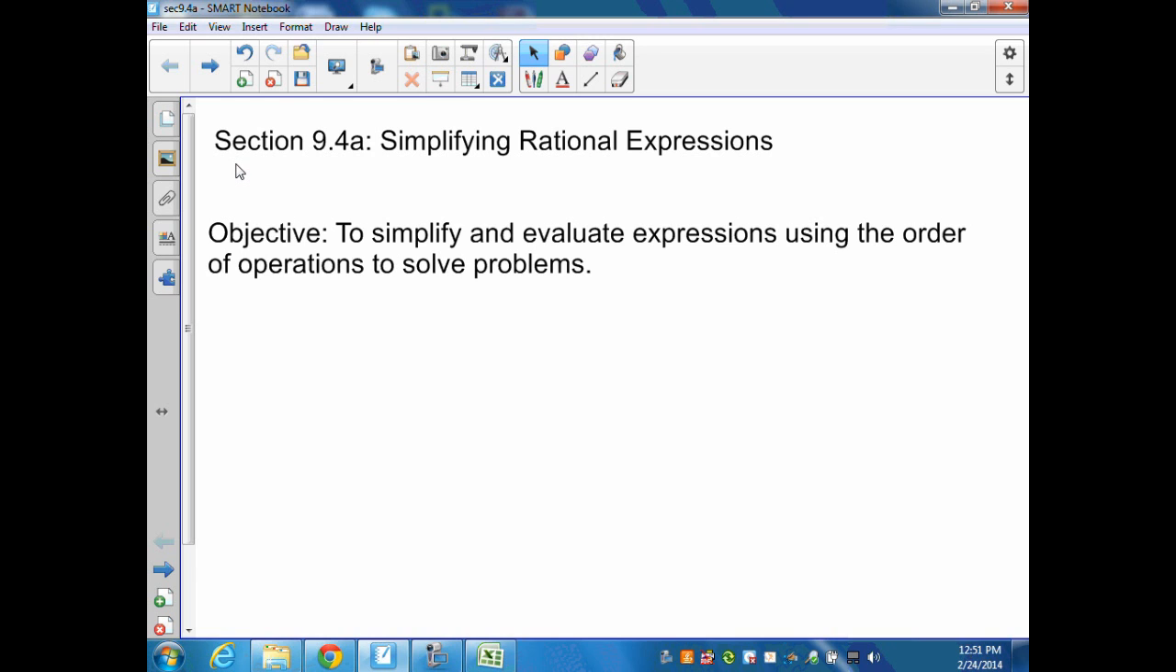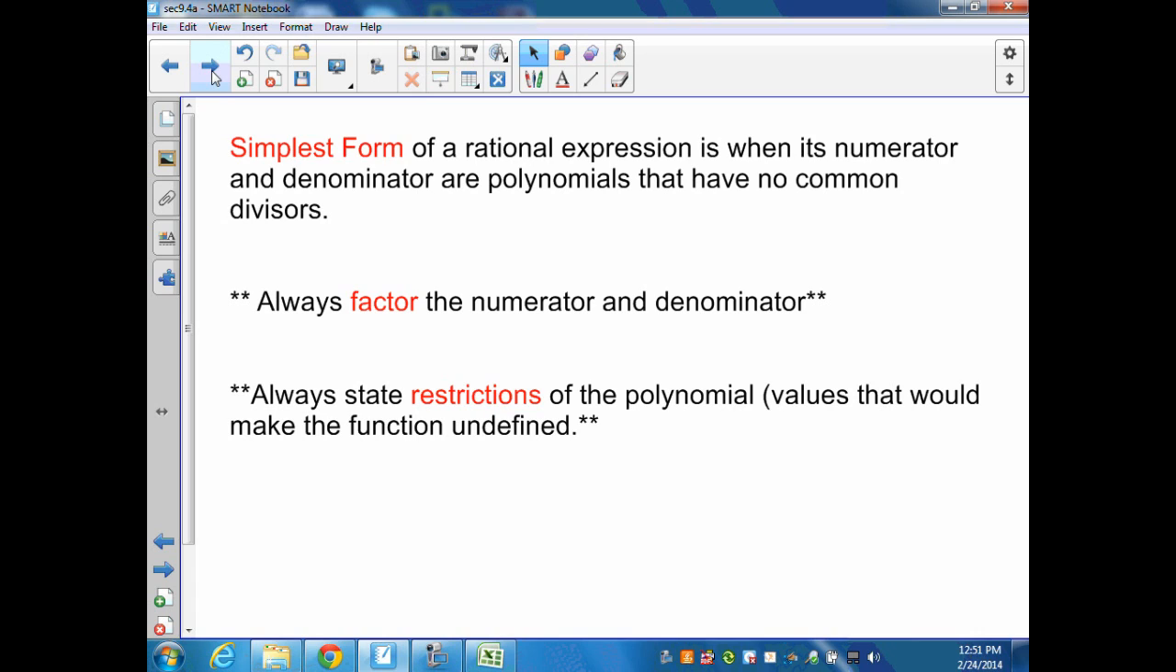Section 9.4, Simplifying Rational Expressions. The simplest form of a rational expression is when its numerator and denominator are polynomials that have no common divisors. When simplifying rational expressions, we have to remember always to factor the numerator and denominator. That will help us simplify that rational expression.